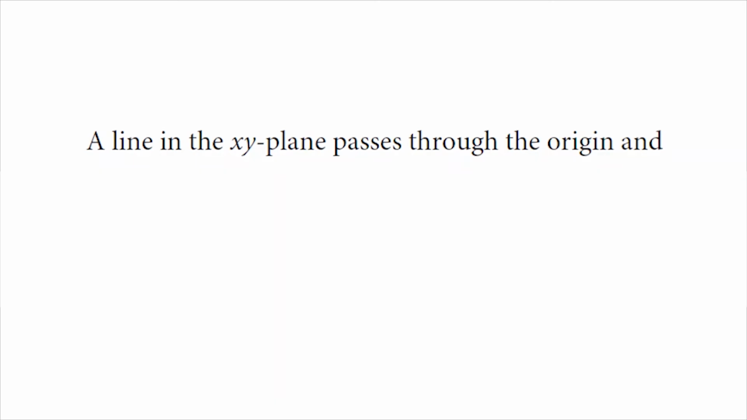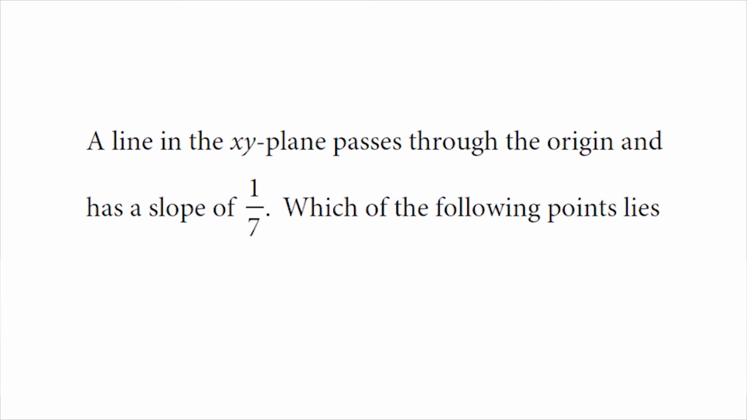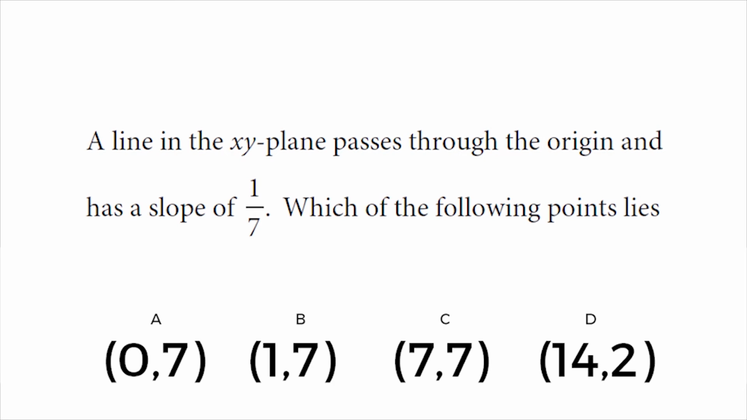A line in the xy plane passes through the origin and has a slope of 1 over 7. Which of the following points lies on the line?